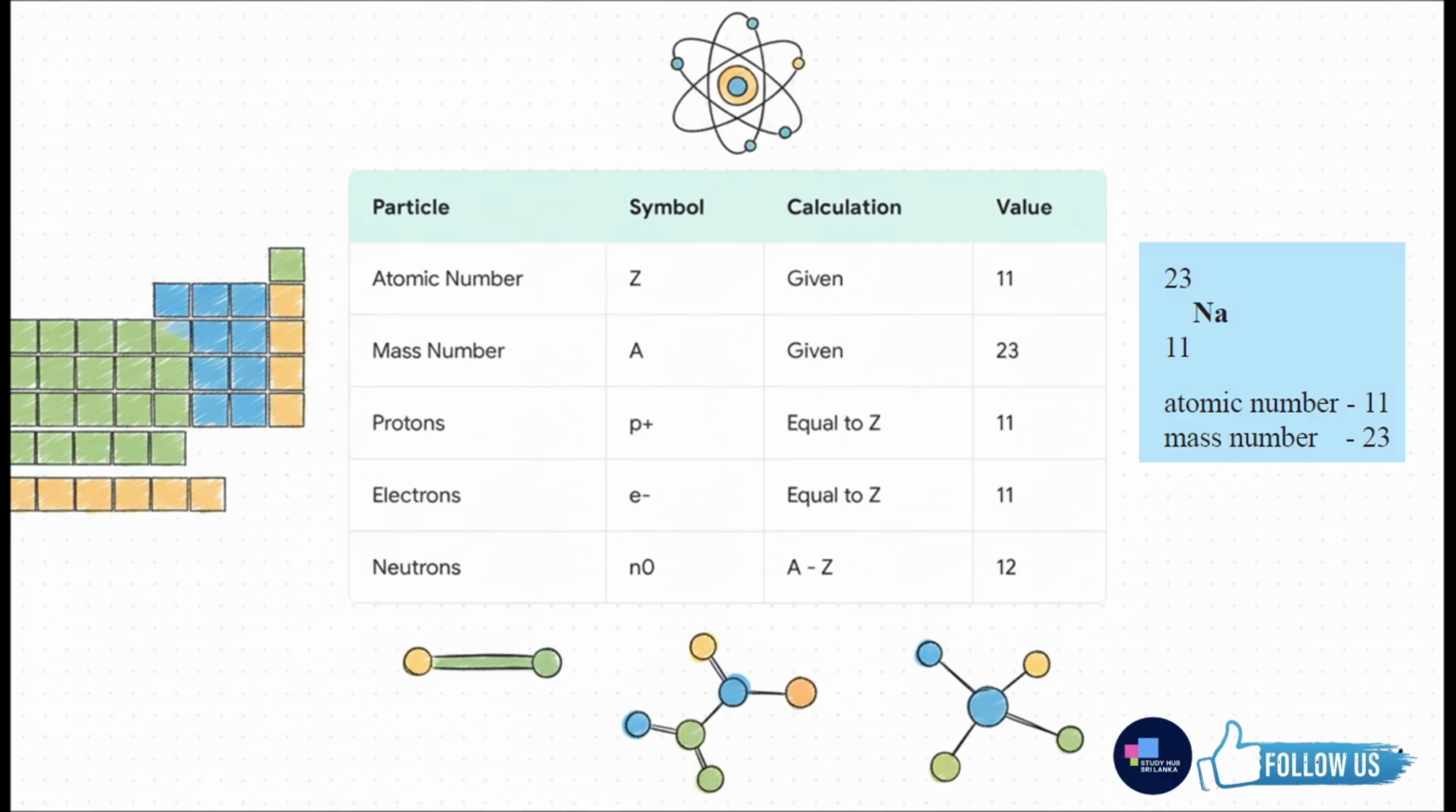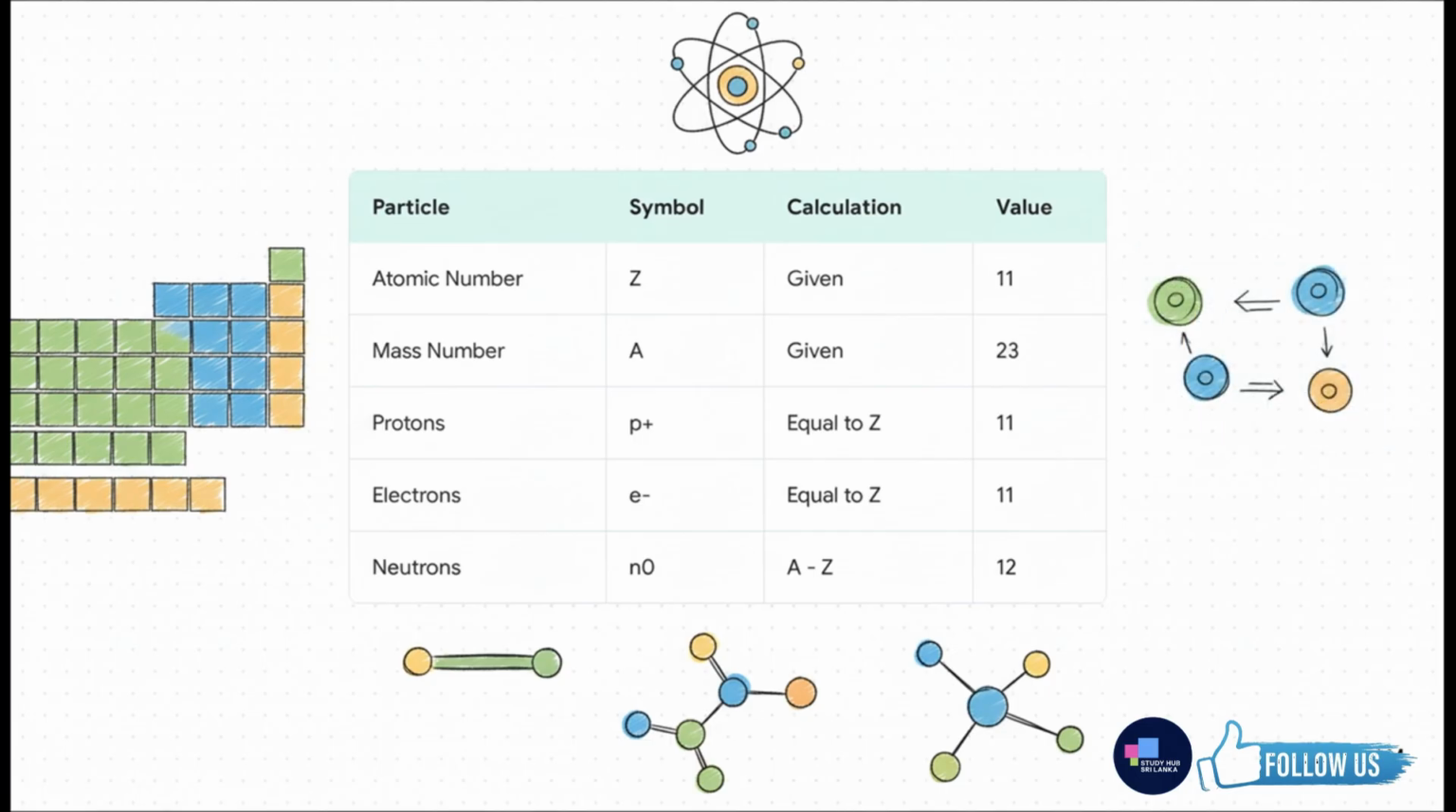Take a look at this table for sodium. We're given the atomic number, which is 11. What does that immediately tell us? Exactly, it has 11 protons. And since the atom is neutral, it must also have 11 electrons to balance things out. Now, the mass number is 23. To find the neutrons, we just subtract the number of protons from the mass number. So 23 minus 11 gives us 12 neutrons. See, it's pretty straightforward.